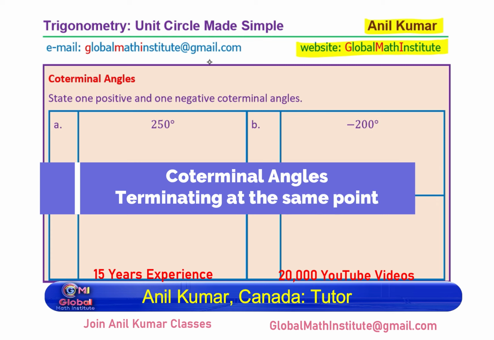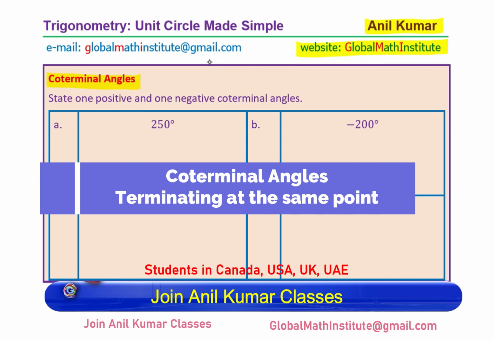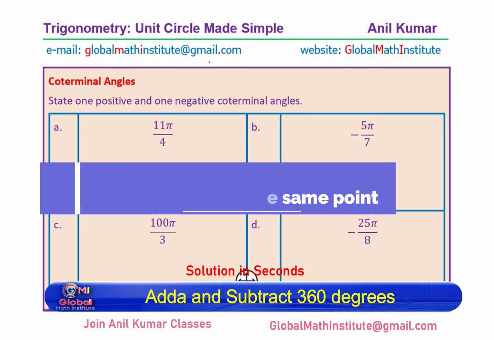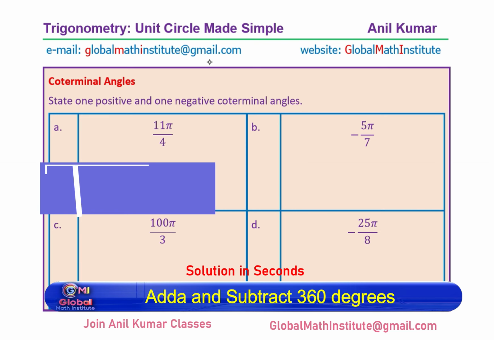In this video, we'll discuss coterminal angles. We have 8 examples for you. You need to state one positive and one negative coterminal angle for each given angle, right? Four of them I've taken in degrees and four of them in radian measurements.